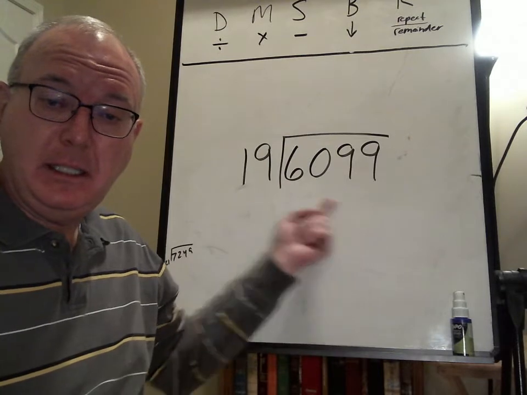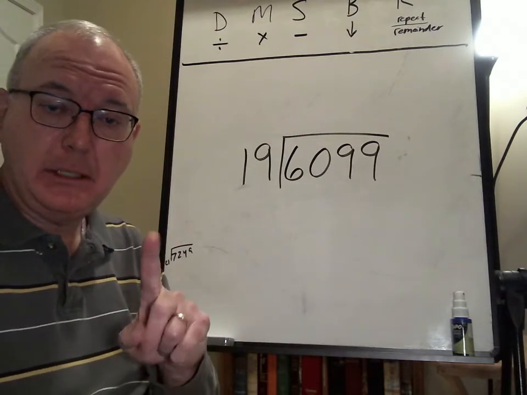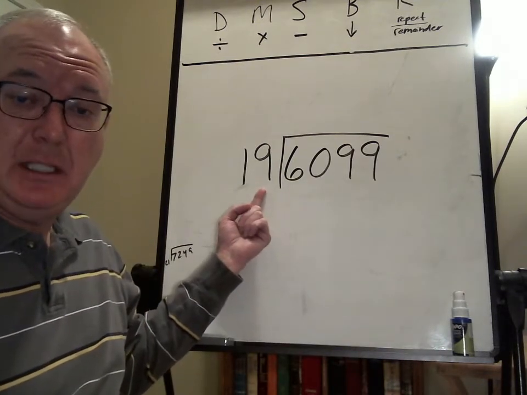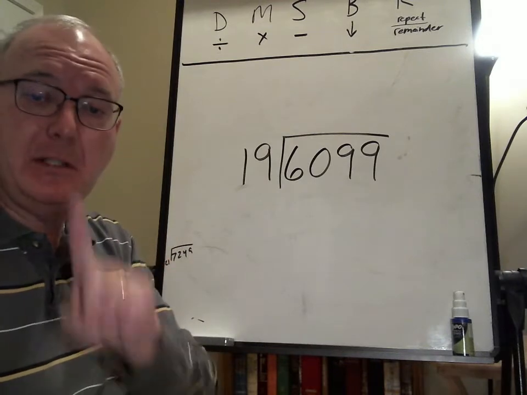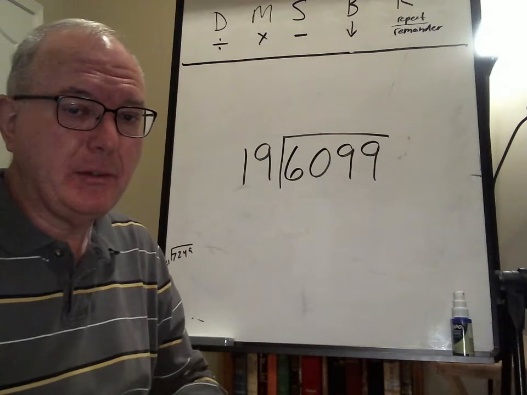The dividend, the divisor, 19. 19 is one number, okay? Just like 7 is one number. You've been dividing by 7, 6, 5. 19 is just one number. Think of it as one number, not two numbers. It's two digits, but not two numbers.